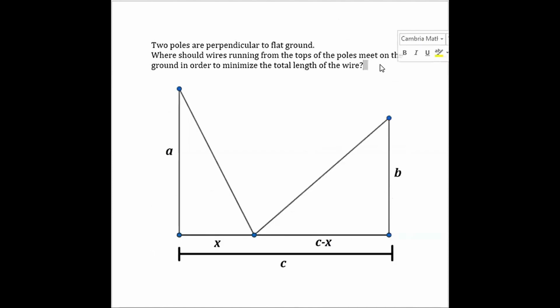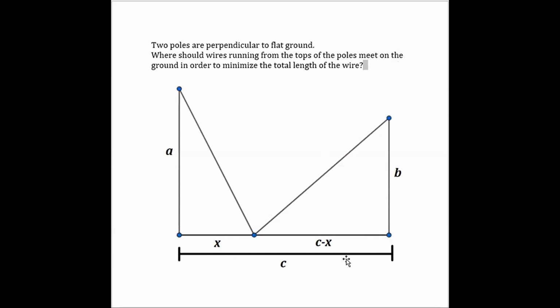We're going to take a look at a question that would seem to be from calculus, but that could be deceptive. All right, so here's our question, and I'm going to follow this up with a diagram. Because we are dealing with these poles being perpendicular to flat ground, then we have right angles here and here.